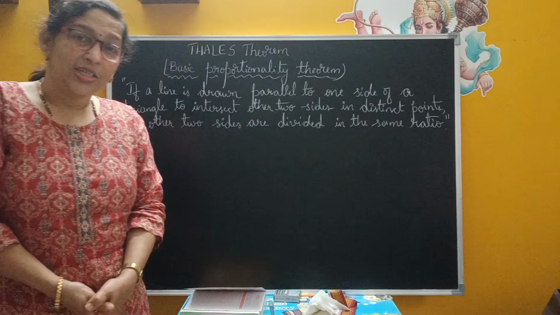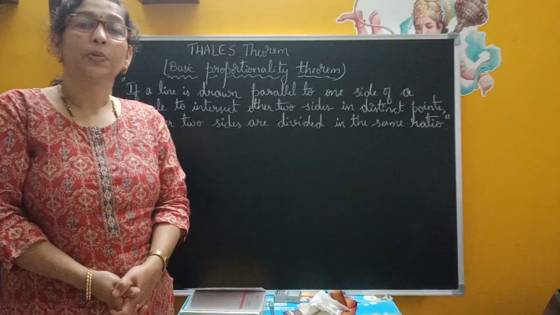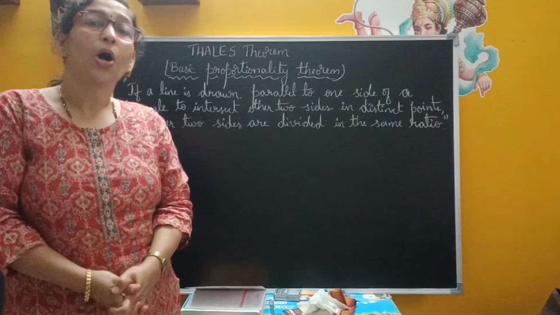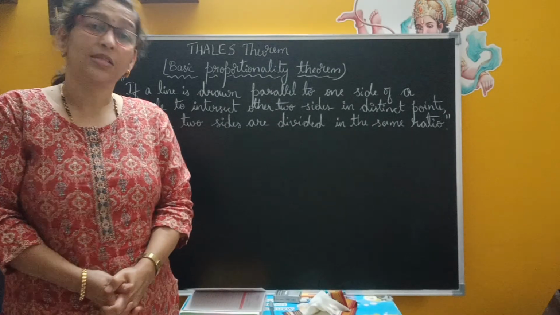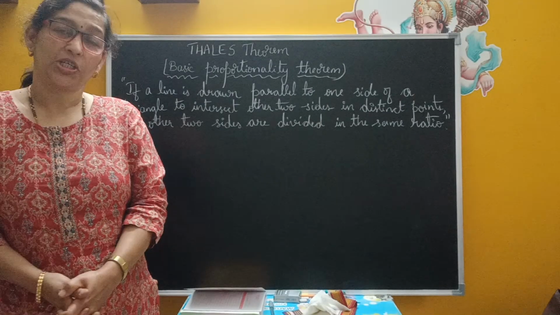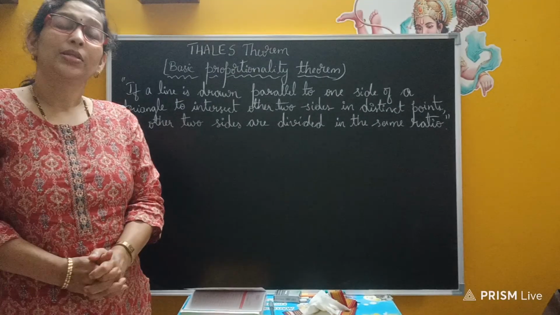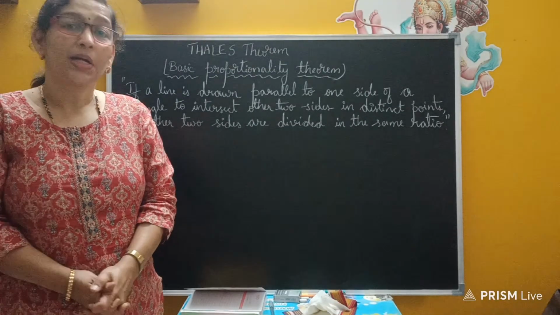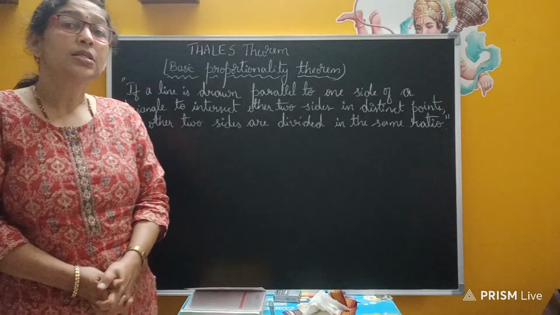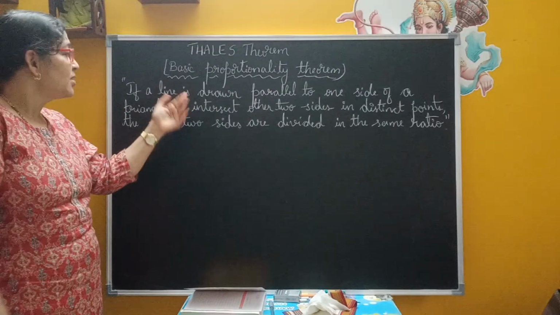In today's session, let us discuss one of the important theorems in the chapter Similar Triangles, that is the Basic Proportionality Theorem, or we call it Thales theorem. Who is Thales? Thales is a Greek mathematician who invented this idea about similar triangles. So this theorem is named after that great mathematician. First, let us see what the statement is.